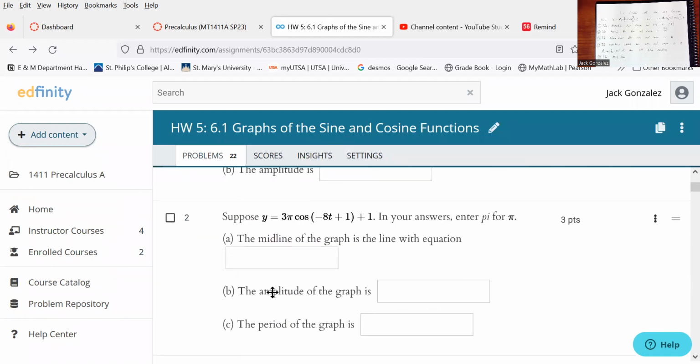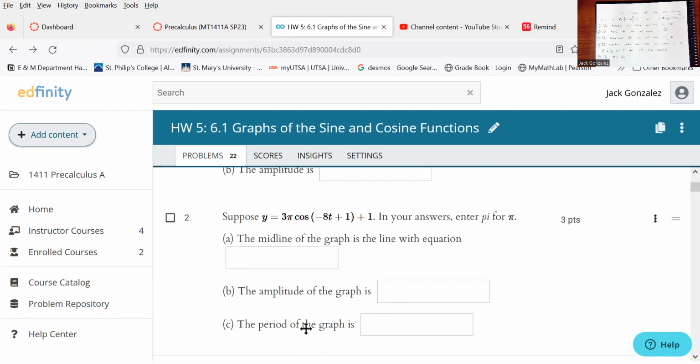Now you look at this one, number 2. What is the amplitude of this graph? Yeah, it's whatever number's in front. So 3 pi, right? Pi is just some number, who cares?